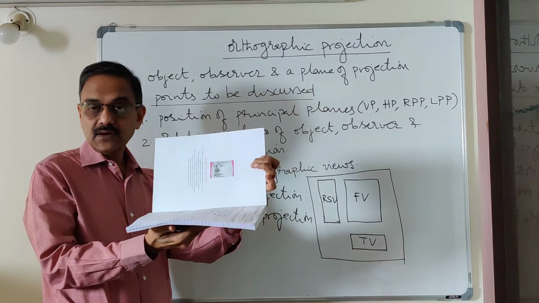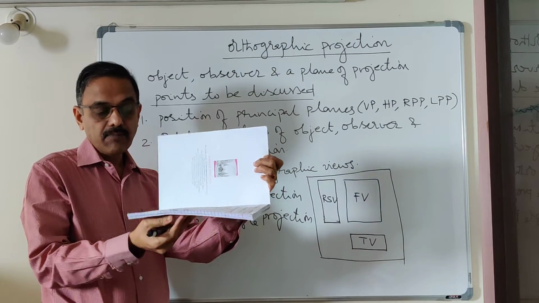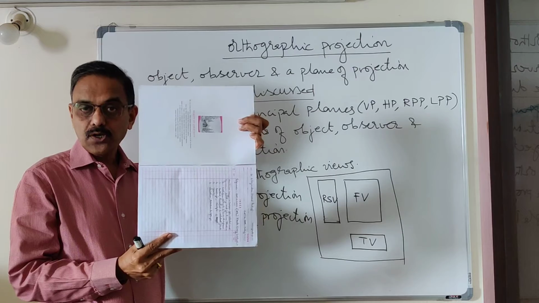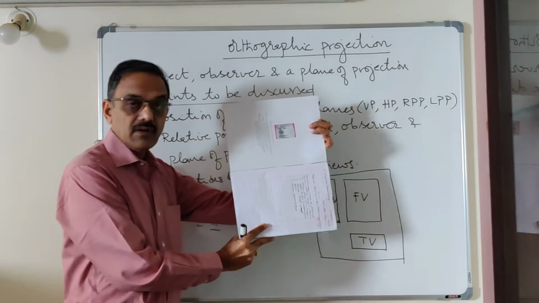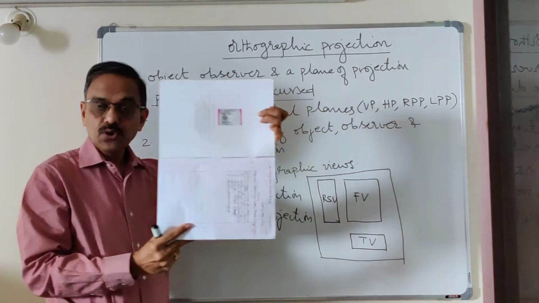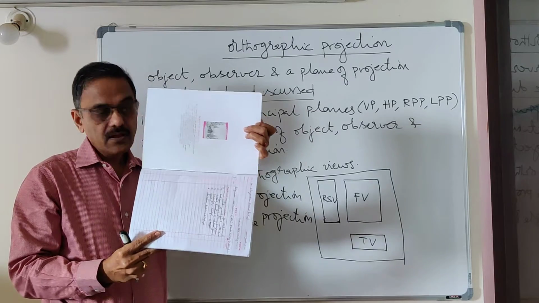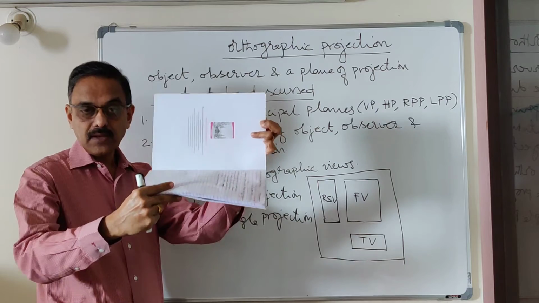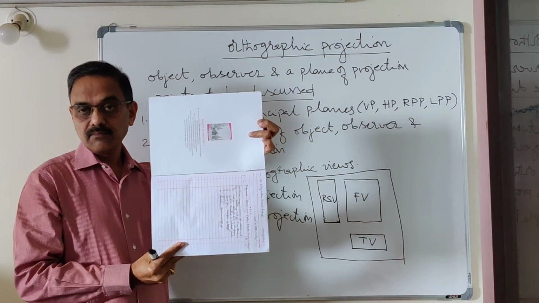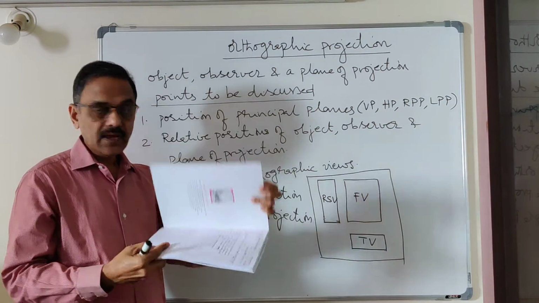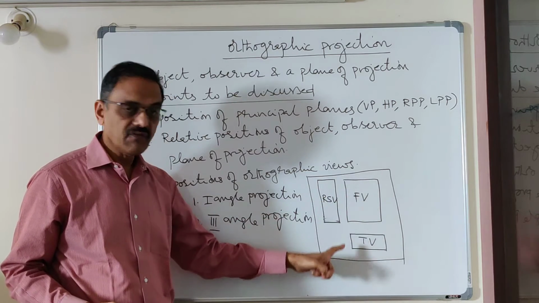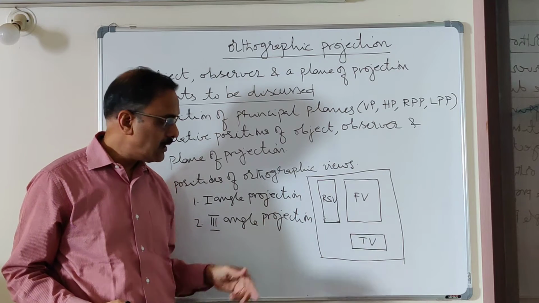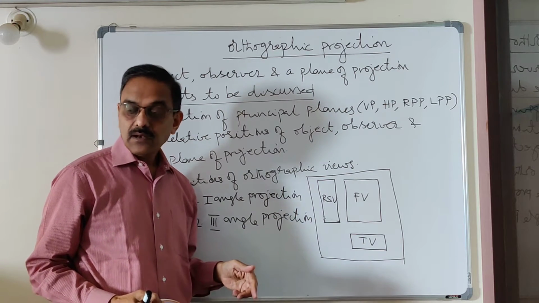So I am going to fix the vertical plane like this and I am going to rotate the horizontal plane by 90 degrees so that both are brought into the same plane, the plane of the board. Okay. So when I rotated like this, the front view remained here only. The top view, which was on the horizontal plane, will go down the front view. That's the reason why I have drawn the top view below the front view. Understood?